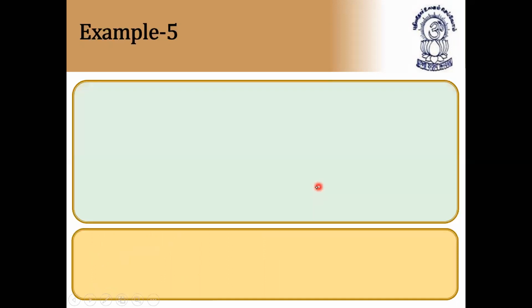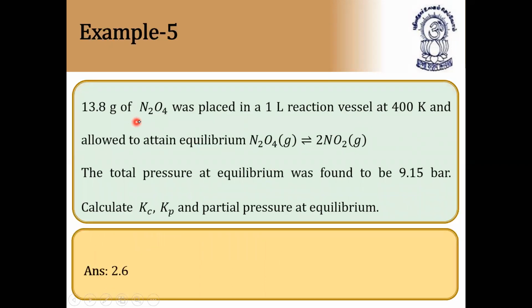Next question. 13.8 grams of N2O4 was placed in a 1 liter reaction vessel at 400 kelvins and allowed to attain equilibrium, that is N2O4 changes to 2NO2. So 13.8 grams of N2O4 is kept here. The mass of dinitrogen tetroxide is given, the volume is given, and the temperature is 400 Kelvin. So all these three are given, which means definitely I use PV is equal to nRT.